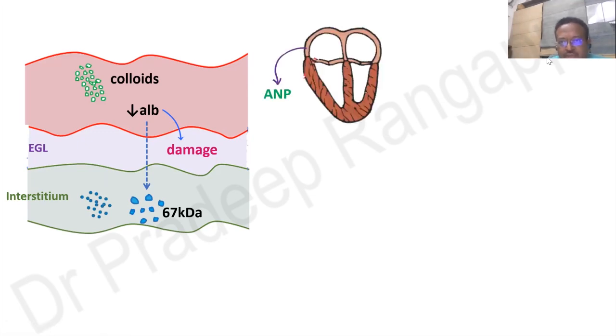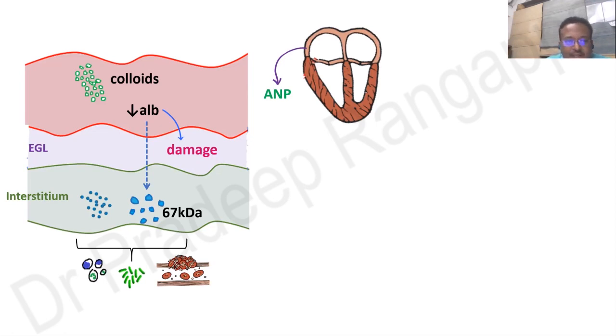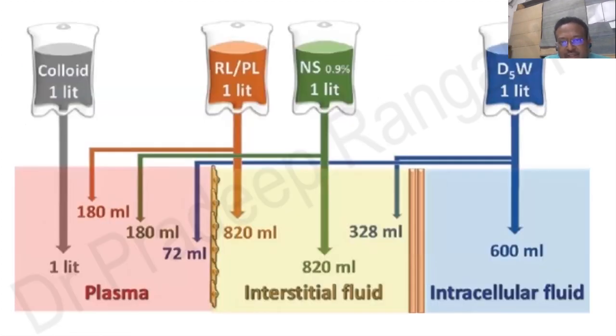It has been shown that in heart failure, the stretching of the atrium leads to the production of atrial natriuretic peptide, and that can also cause damage to the endothelial glycocalyx layer. This movement of fluid from the vascular lumen to the interstitial space can lead to a lot of inflammation, increased risk of infection and clotting abnormalities. When the EGL is damaged, it takes about 6 to 8 hours to regenerate, and about 5 to 7 days to normalize.